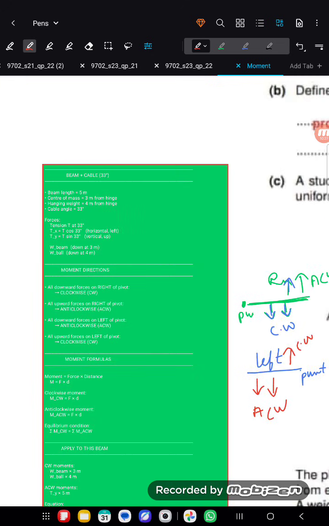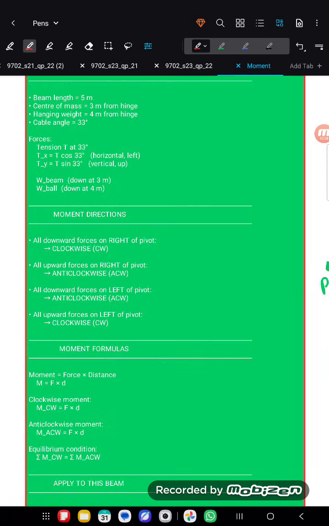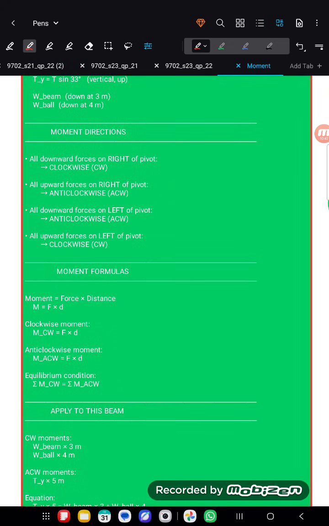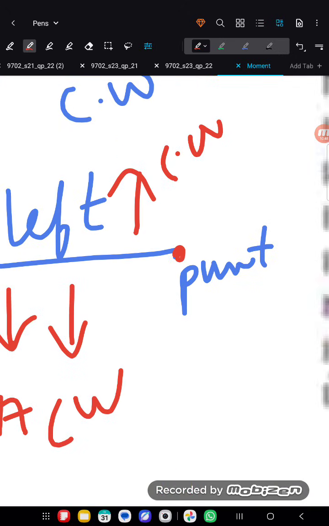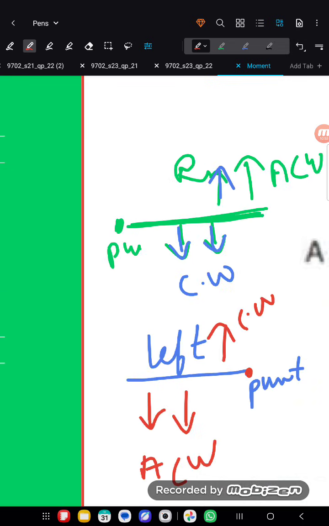So you have to see where is the pivot. See here, all upward force on the right will be anti-clockwise, and all downward force on the left will be anti-clockwise, and all upward force on the left of the pivot will be clockwise. So you should know this. So if the pivot is this side and the forces are acting on the right side, all downward will be clockwise, and all upward force will be anti-clockwise.